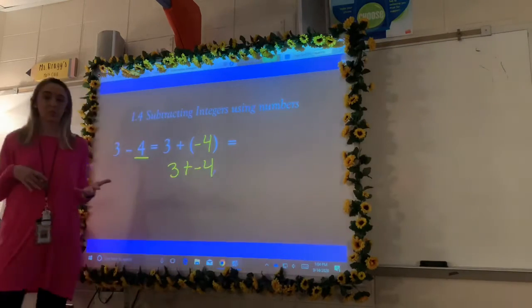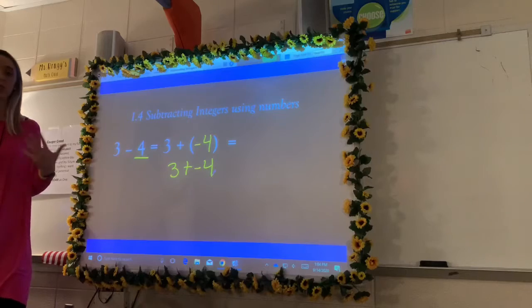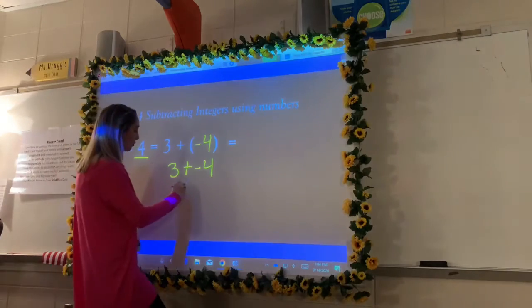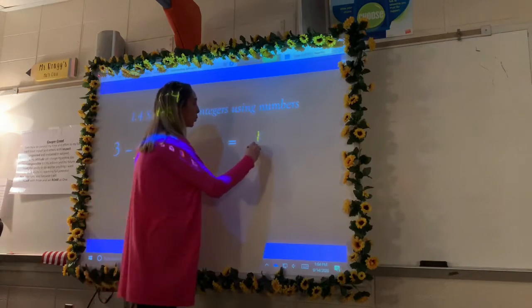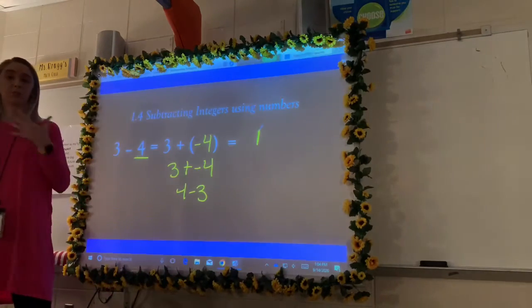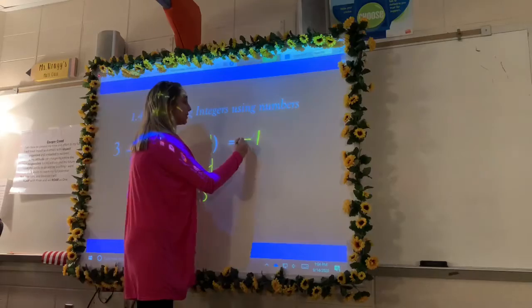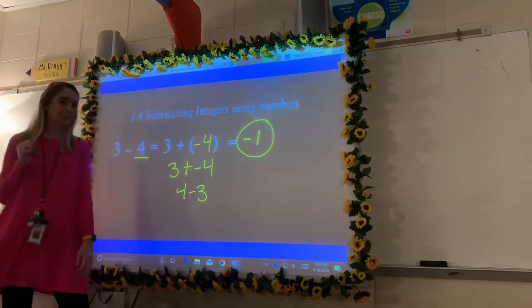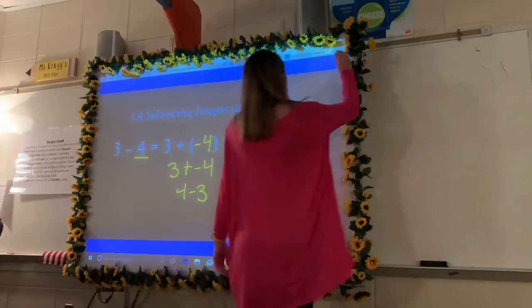Hopefully that's something that looks familiar. You know your signs are not alike, so you subtract. So you would do 4 minus 3, which is 1. And then you take the sign of the bigger absolute value. So it'd be negative 1 in this case. Okay? So that is how you do it with numbers.